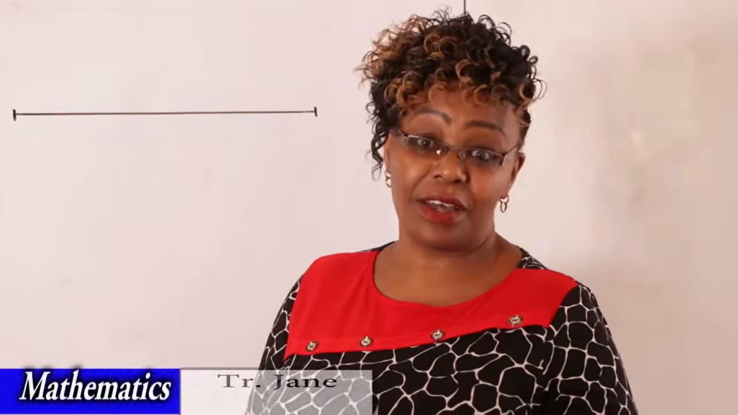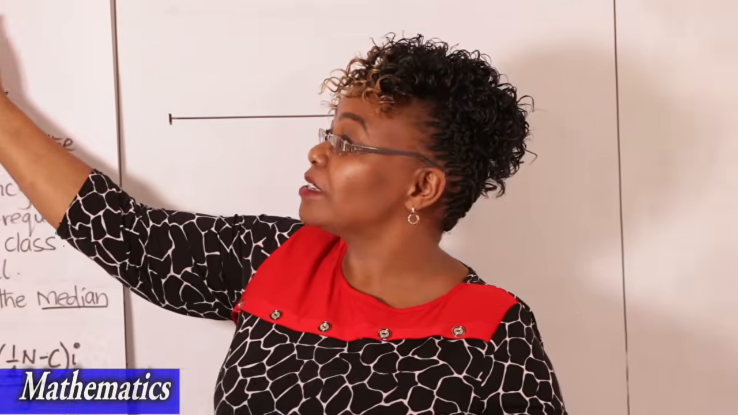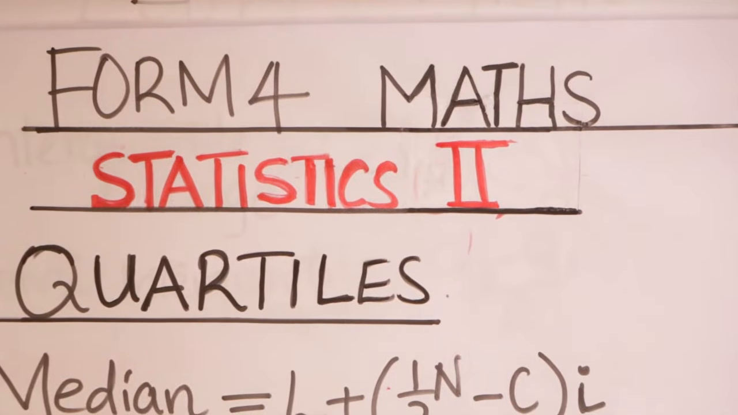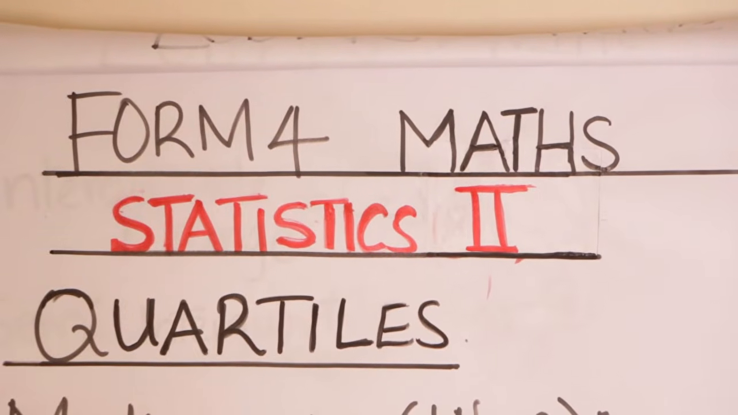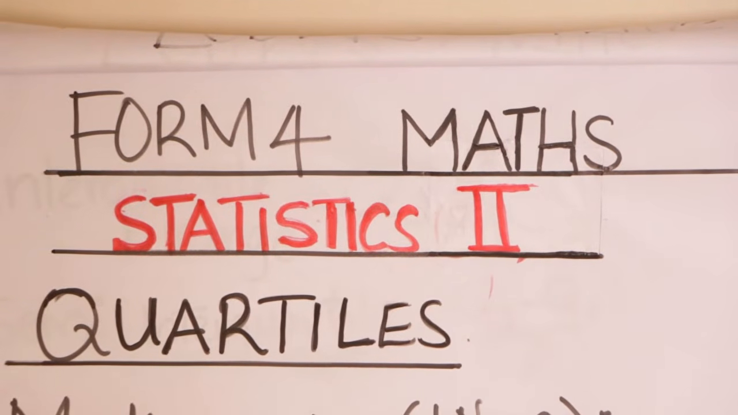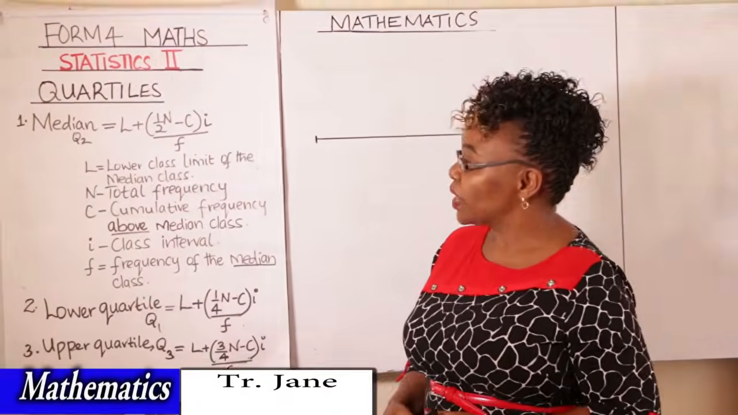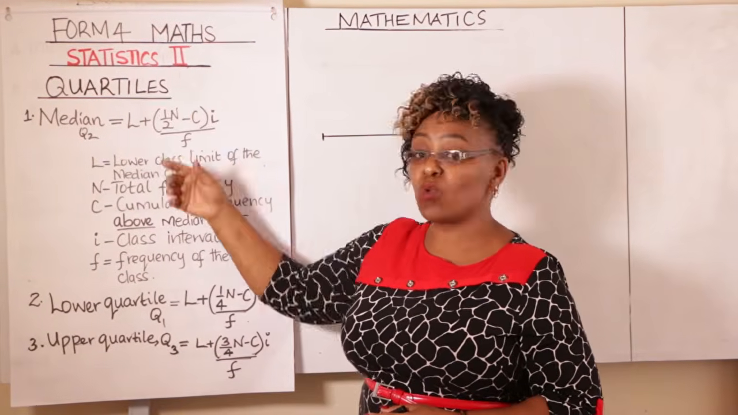Mathematics class. My name is Jane, and today we are going to look at Form 4 mathematics. Our topic is Statistics 2. I'm sure you did Statistics 1 in Form 2, and therefore let us now handle Statistics Part 2. We are going to look at this topic called quartiles.